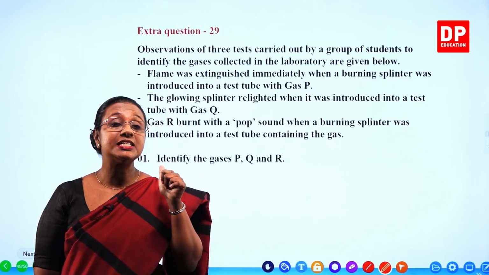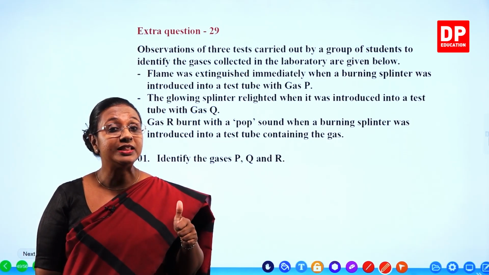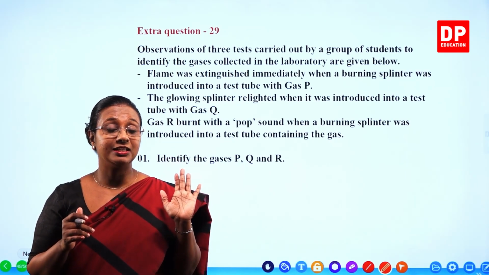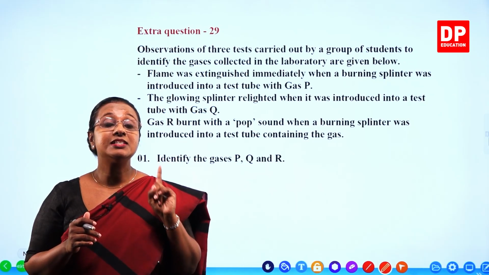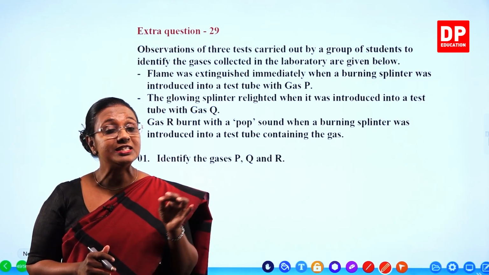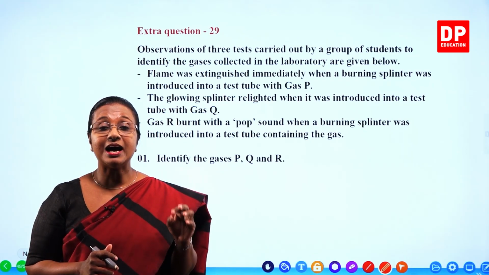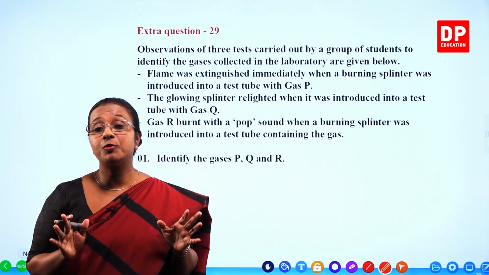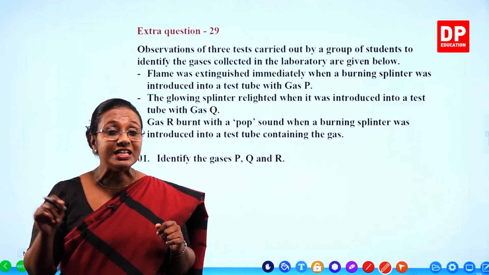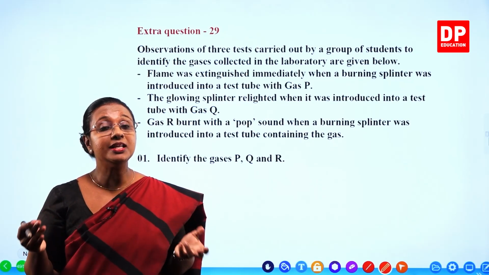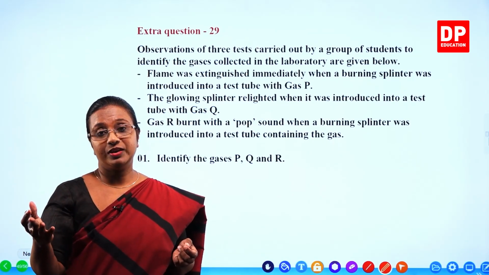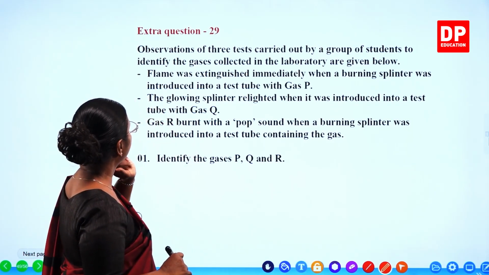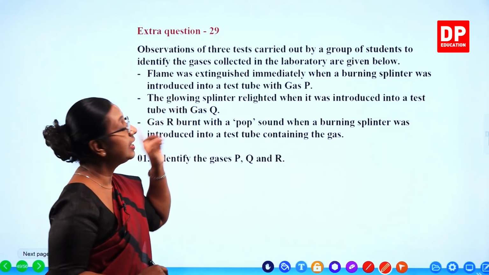Hydrogen, you all know, it is a combustible gas. So, it burns with a squeaky pop sound or a pop sound. You were able to hear that during the activity. Then oxygen is a supporter of combustion. So, when you insert a glowing splinter, it relights and burns. Whereas carbon dioxide, it is a non-supporter of combustion. So when you insert a lighted splinter or a burning splinter, it is put off immediately or the flame is extinguished immediately. So the first observation, flame was extinguished immediately.